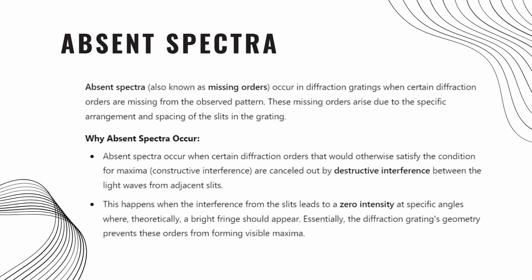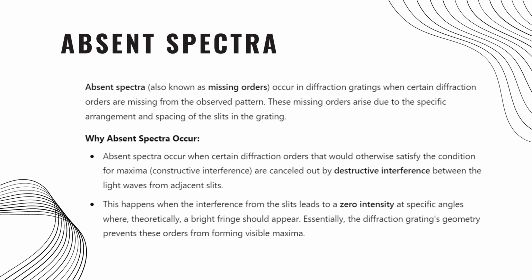Absent spectra, also known as missing orders, occur in diffraction gratings when certain diffraction orders are missing from the observed pattern. These missing orders arise due to the specific arrangement and spacing of the slits in the grating.